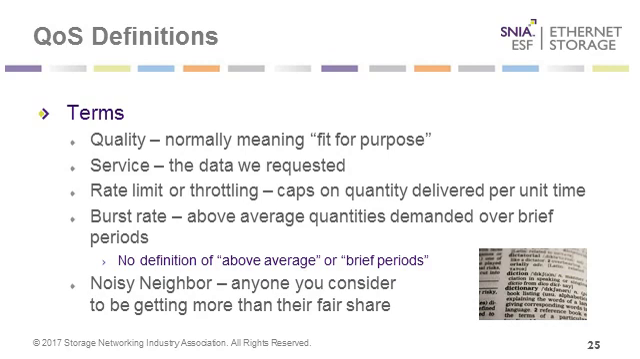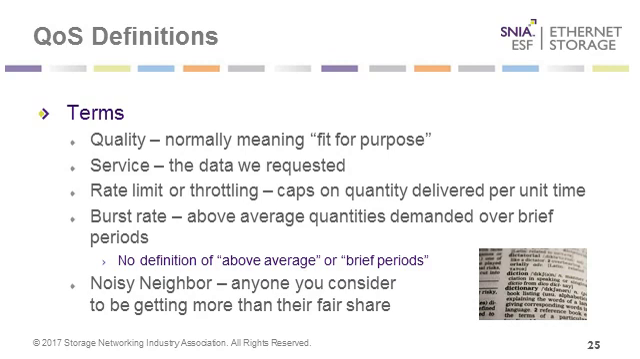Quality, you really can't put a number on it. You can define what you mean by quality, and I'll just have to agree with you. Service, fairly straightforward, it's the thing we requested. A rate limit is so many per unit time, and again, I'm not going to define the unit time. And a burst is above average quantities requested in that period, or several periods actually.